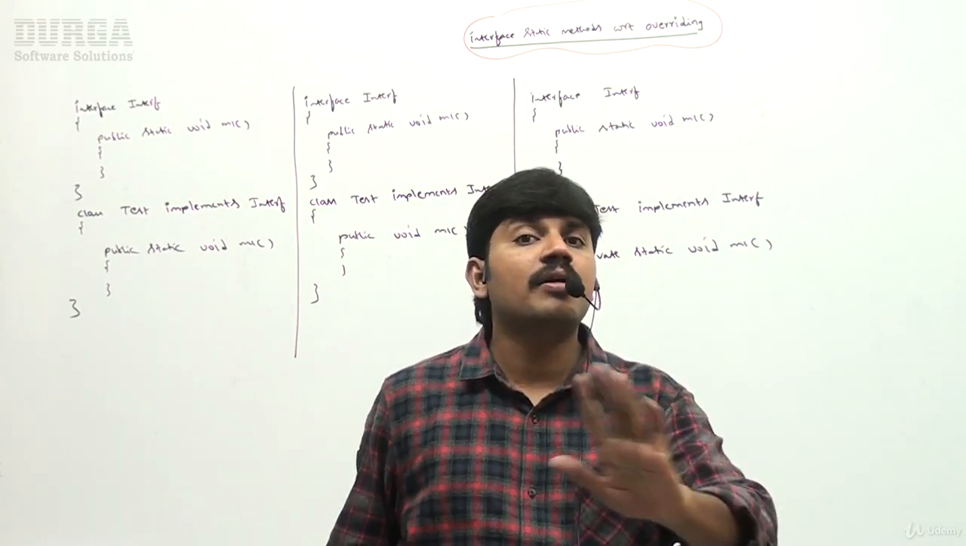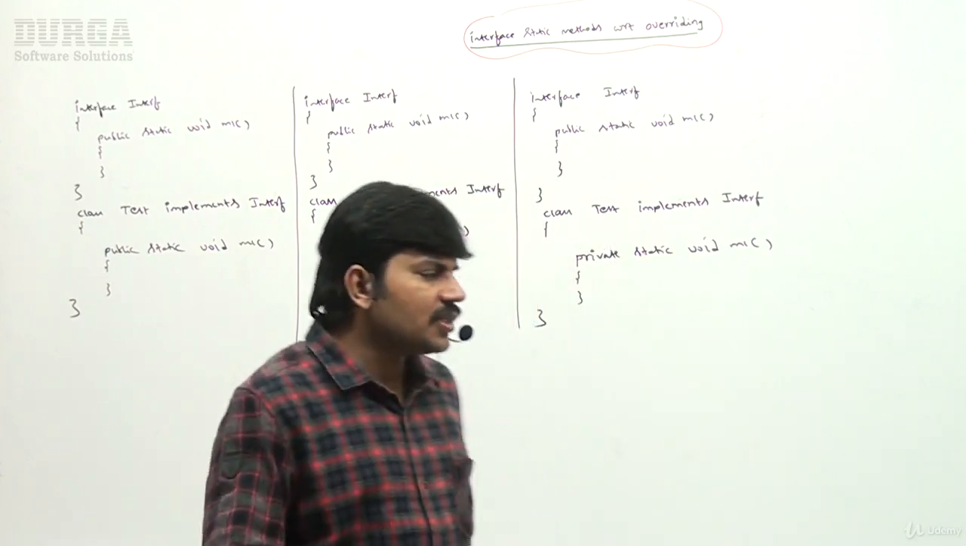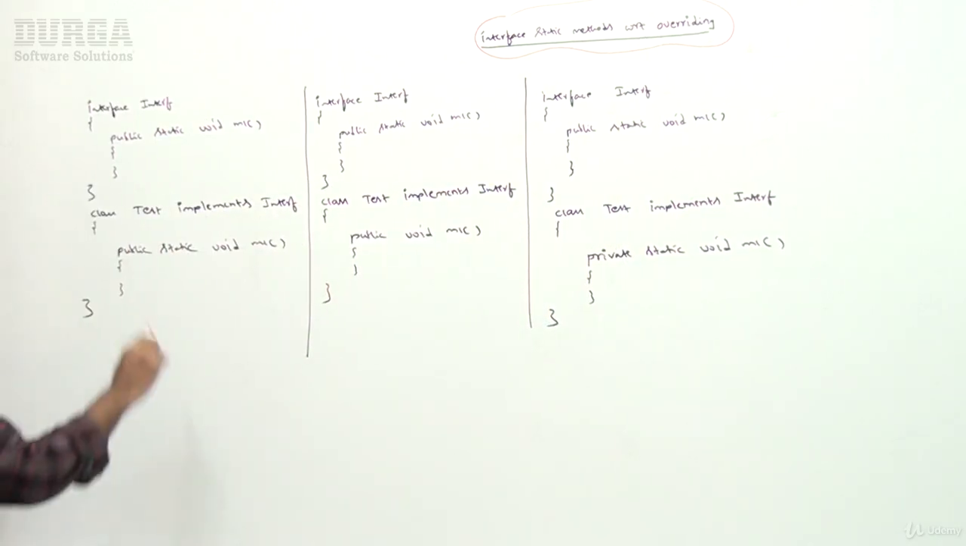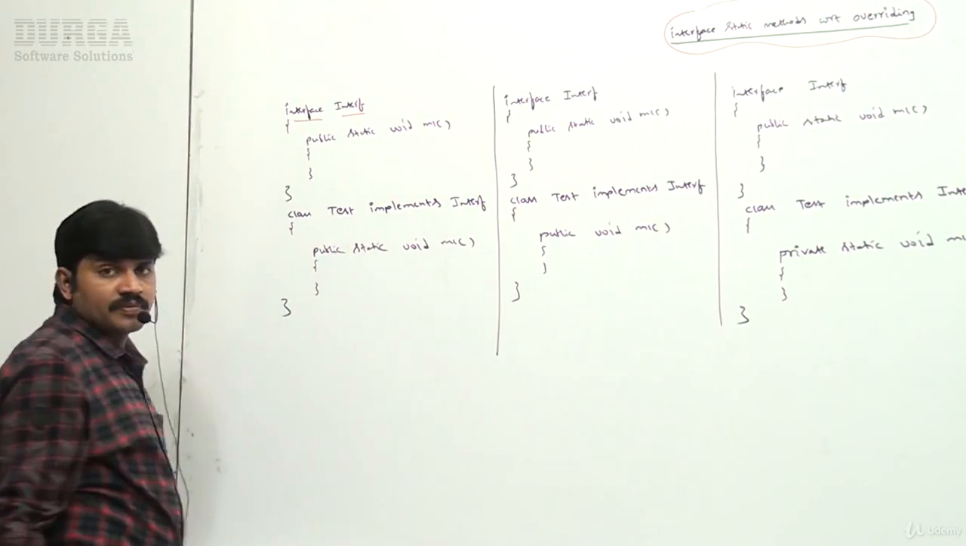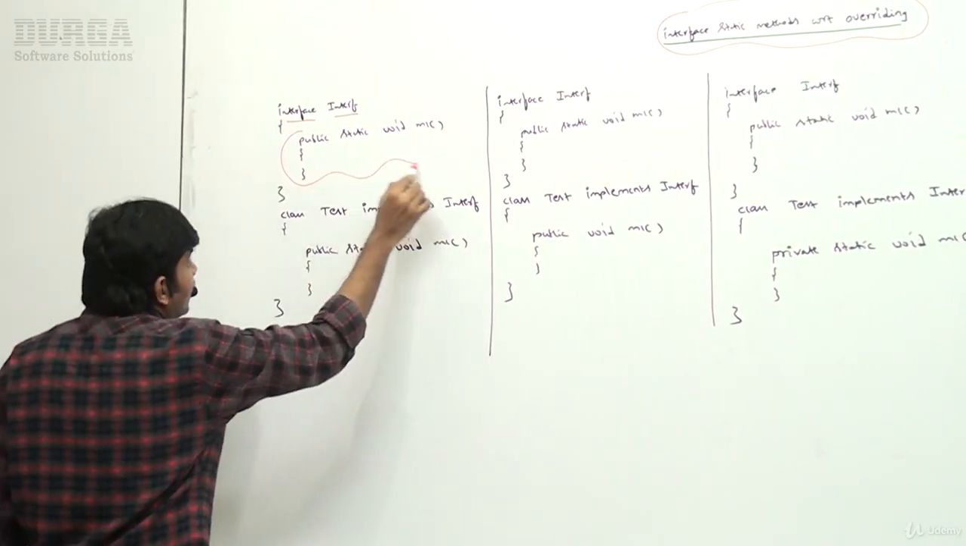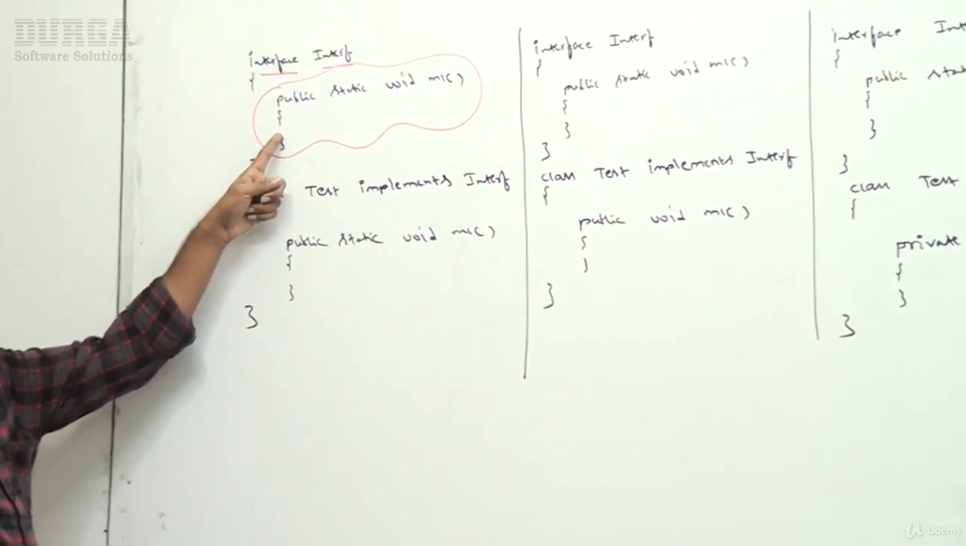It is valid but not overriding. Clear? Just a small example. Observe that I am taking interface Interrup. Sir, this interface contains a static method. Are you getting? It contains a static method.